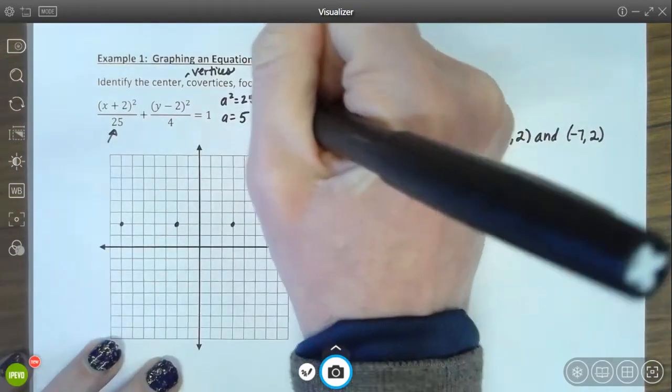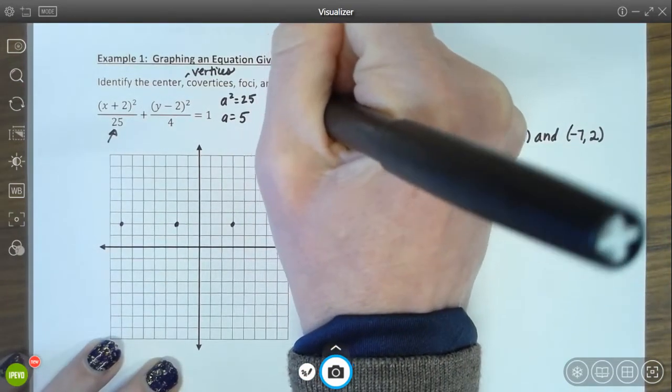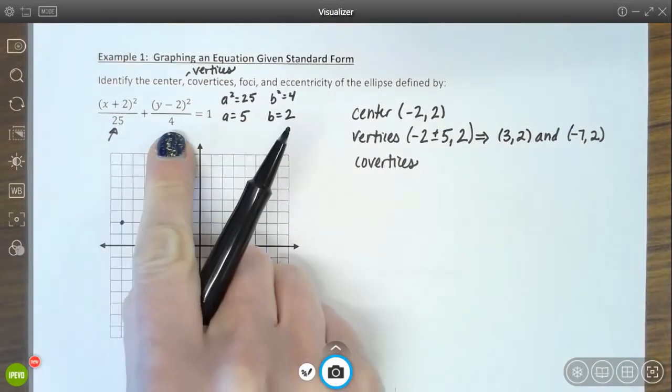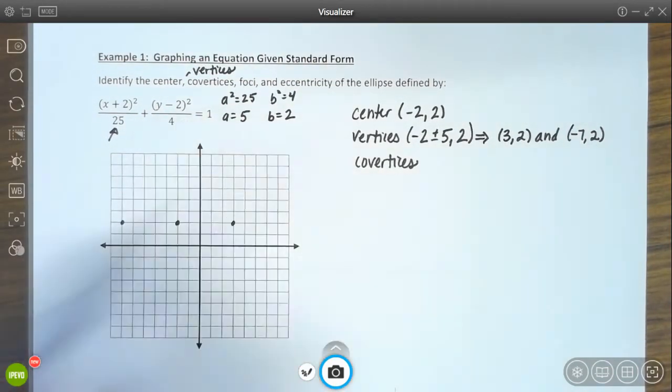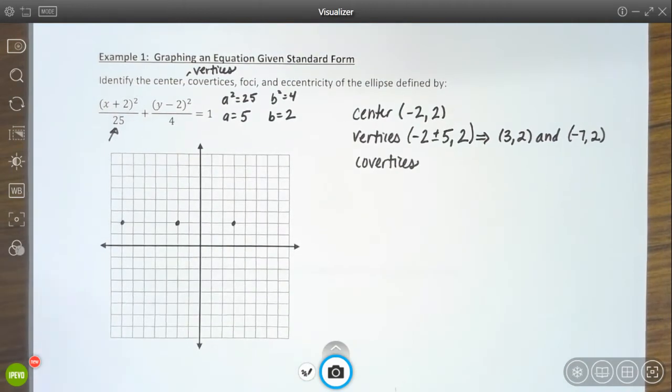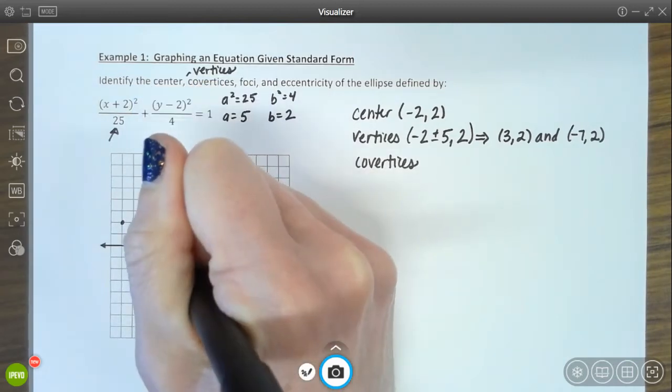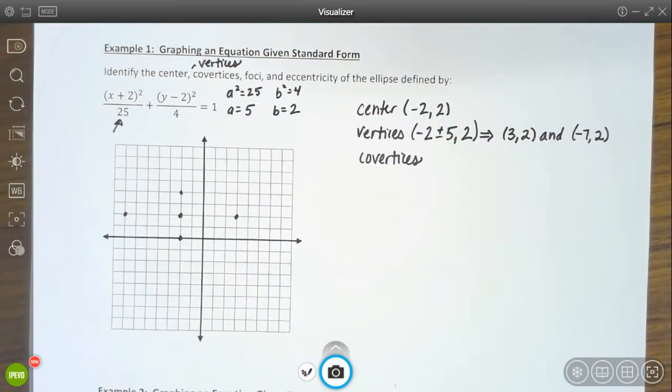And so b squared is always the smaller denominator. So in this case, b squared would be 4. And if I take the square root of that, b would be 2. And I can see that that b squared value was attached to y. So that means that my b value is going to move up and down just like my y coordinates do. So my co-vertices are going to be 2 units up and 2 units down from my center. And again, I could just go to my graph and count them and grab my coordinates that way.